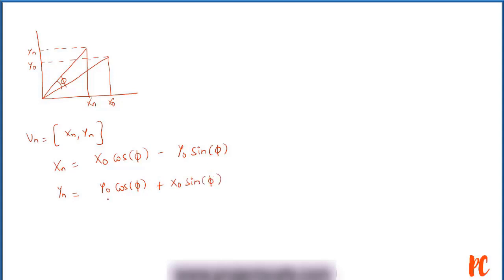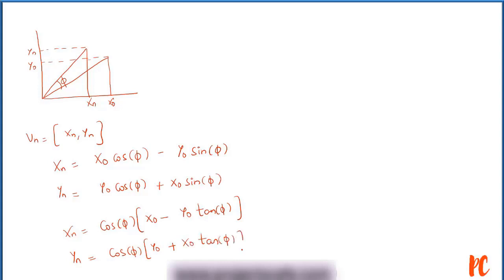Reframing this equation and taking cos of phi common, we get xn equals cos of phi into x naught minus y naught tan of phi, because we need it in terms of arctangent. Yn equals cos of phi into y naught plus x naught tan of phi. Assuming that we allow only rotational angles phi for which tan of phi will be 2 power of minus i, where the value of i ranges from 0 to infinity.